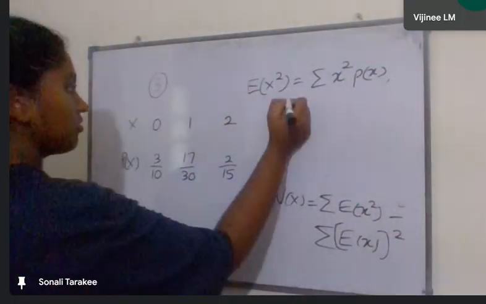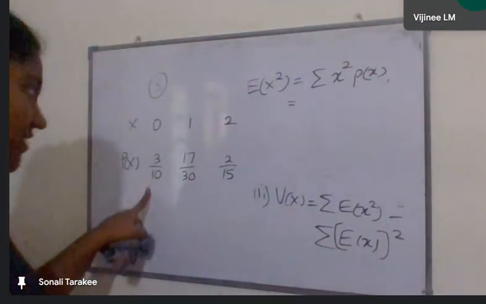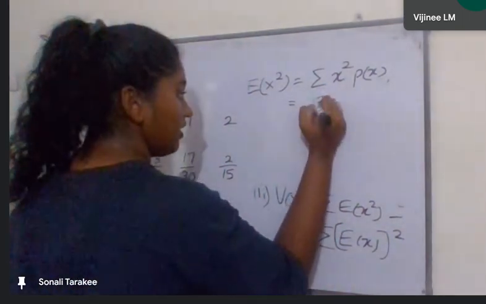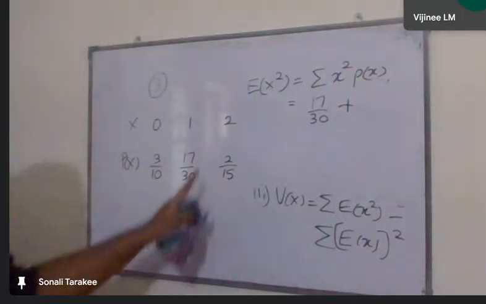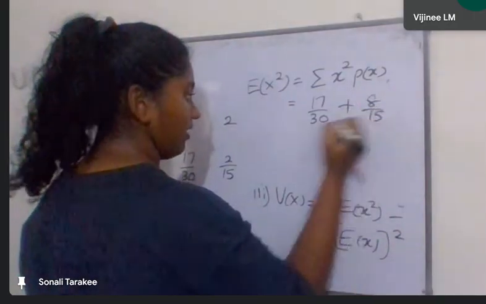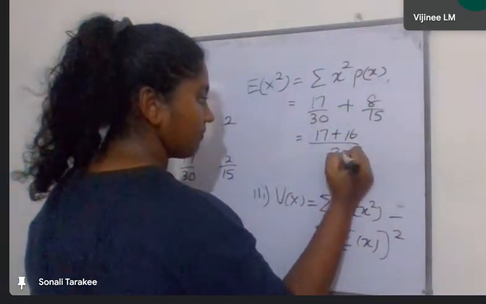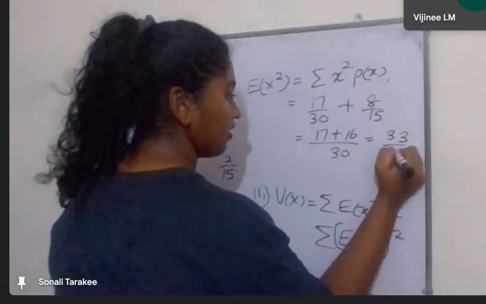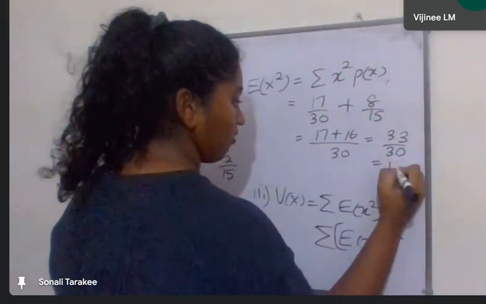Okay. So 0 squared is 0 multiplied by 3 over 10 is again 0. 1 squared is 1. 1 into 17 over 30. Plus 2 squared is 4. 4 into 2 over 15 is 8 over 15. So (17 + 16) over 30, 33 over 30, which is 1.1.